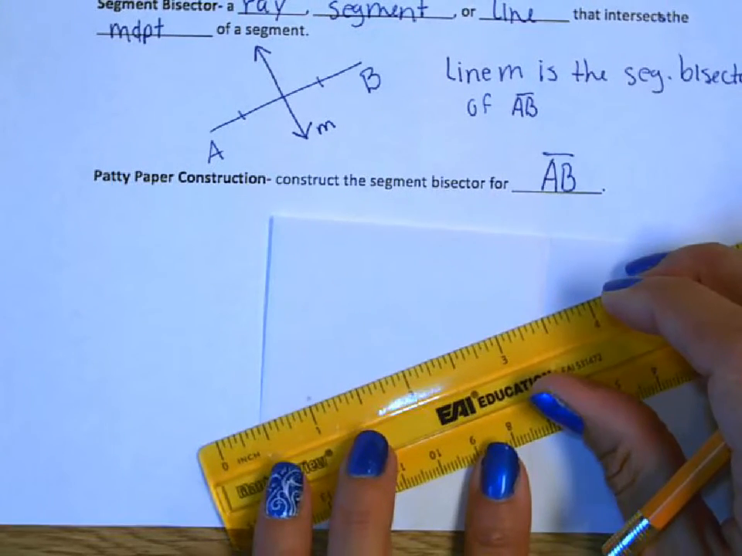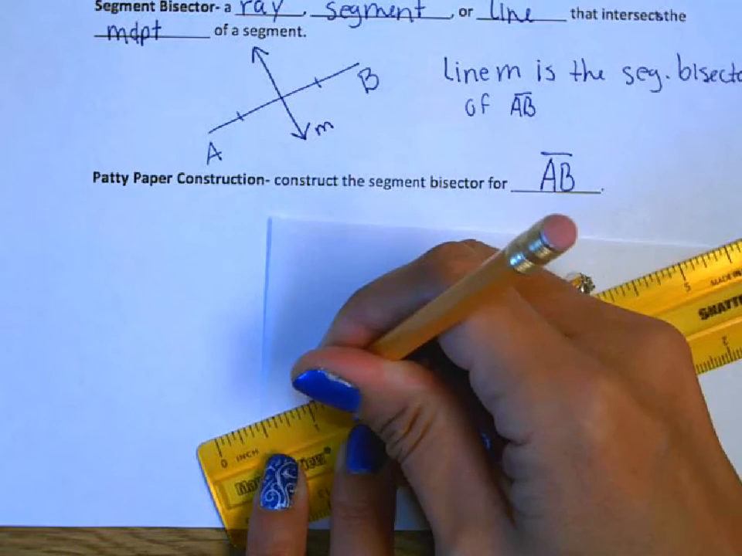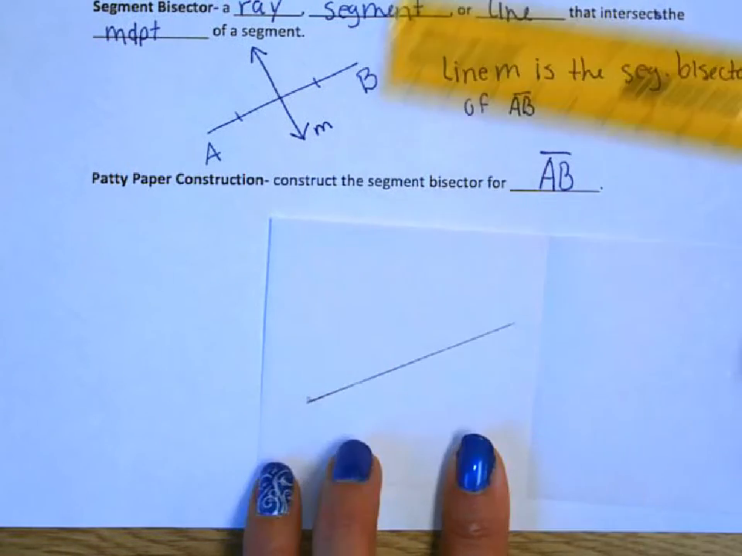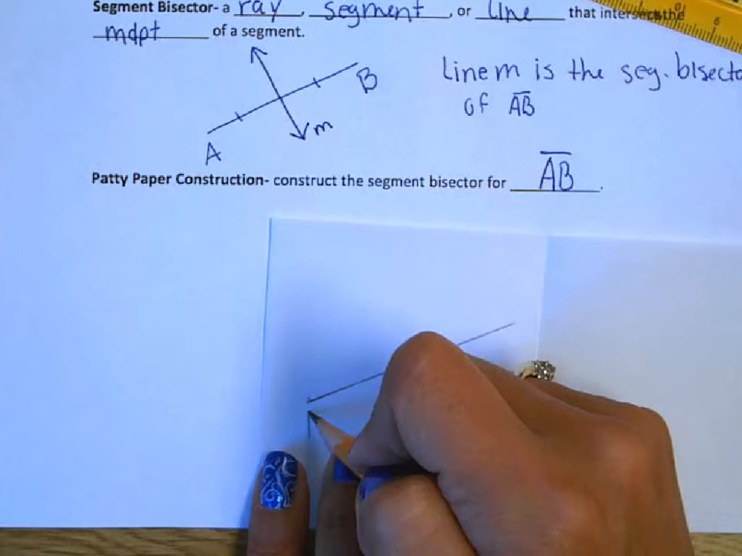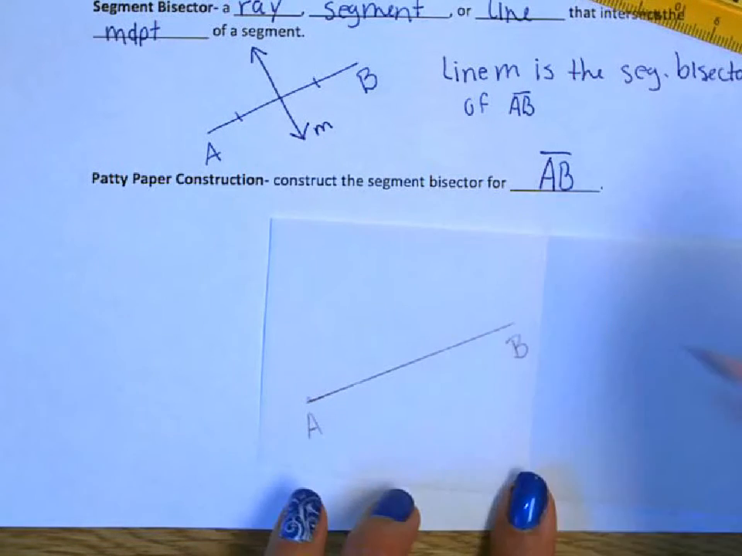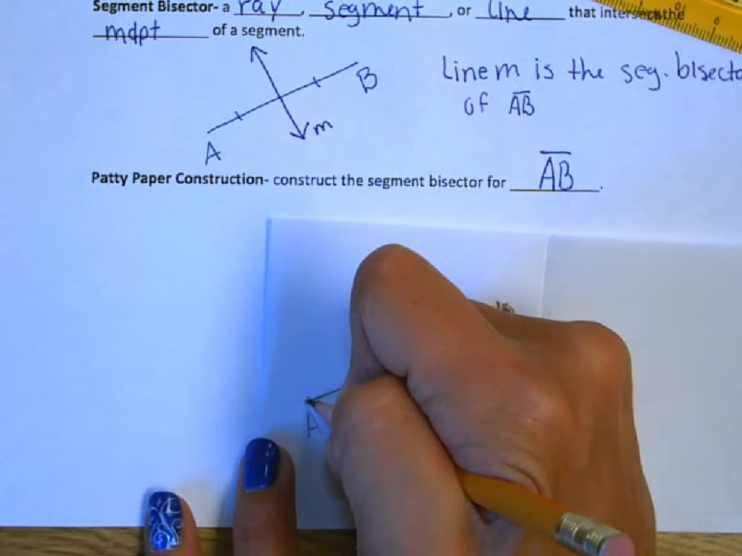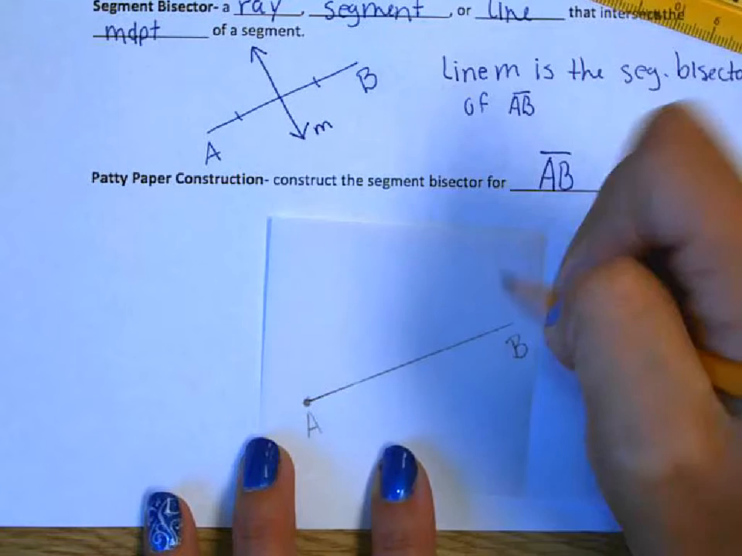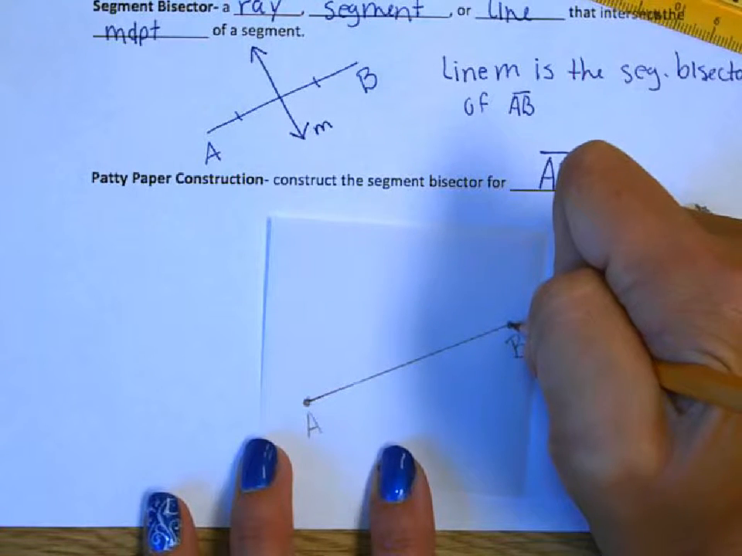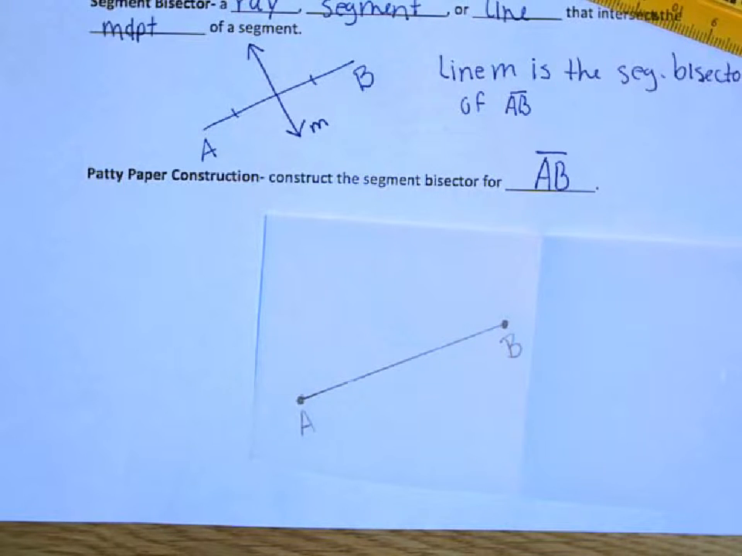Okay, so draw a segment, any kind of segment you want. You can make it look like mine. The endpoints are going to be A and B. Okay, let's darken in the endpoints. It's going to be easier for when we do the construction. Normally they wouldn't do that, but for us, when we're going to construct, it's going to be easier.